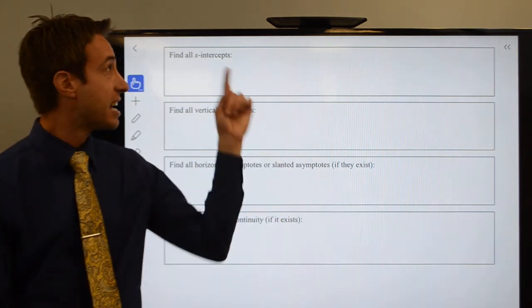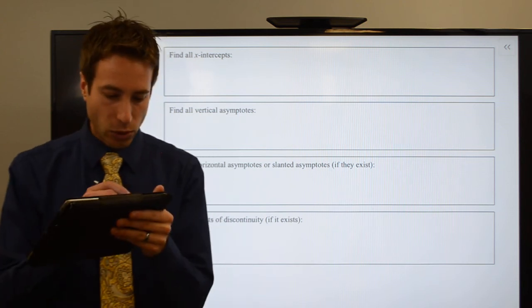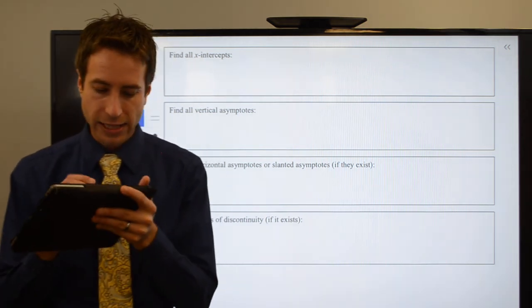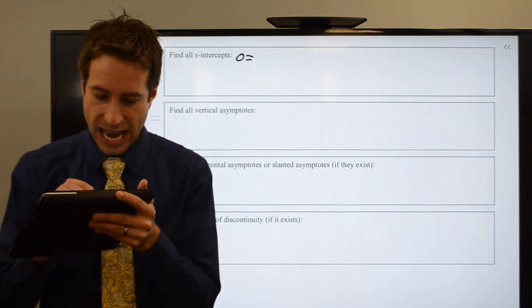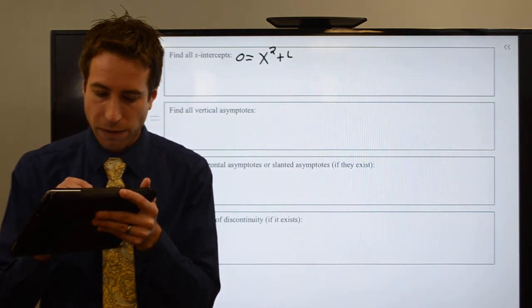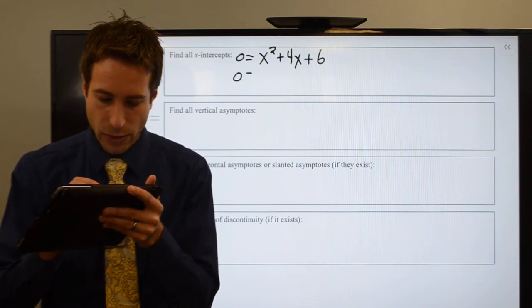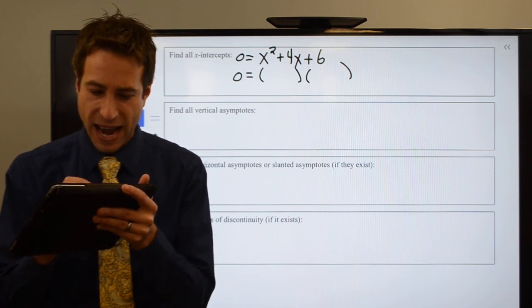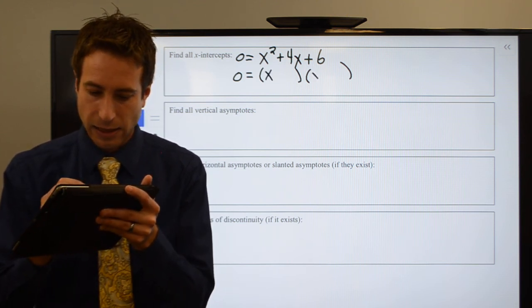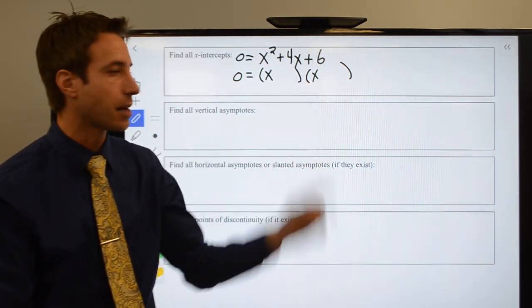All right, here we go. Let's jump into it. x-intercepts first. That means I need to set the numerator equal to 0. My numerator, if you take a look at the function above, is x squared plus 4x plus 6. It is a general trinomial, hopefully one that factors easily. Let's find out. I need two numbers that multiply to 6 and sum to 4.